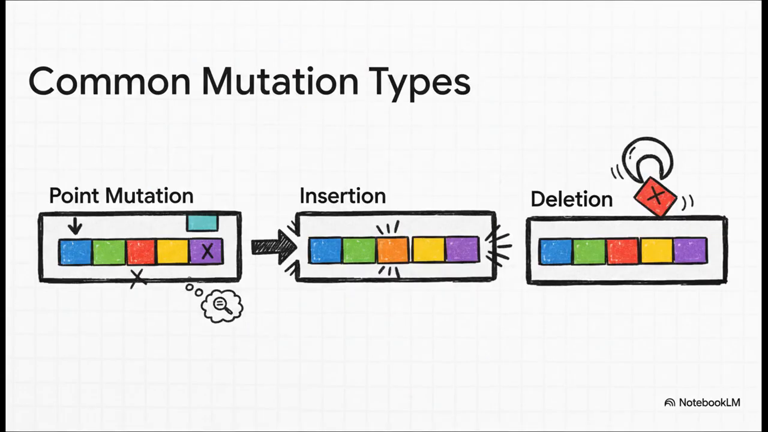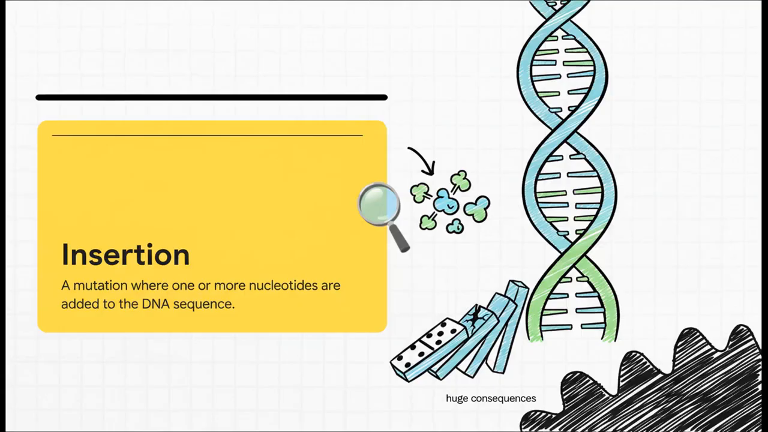So most of these small-scale mutations fall into 3 buckets. You have a point mutation, which is just a simple 1-letter swap. Then you have insertions and deletions, which are a little more dramatic. That's when letters are actually added or taken away entirely. Let's just take an insertion for a second. This is where extra DNA bases get shoved into the sequence. Now, it might not sound like a big deal, but it can create this massive domino effect, which brings us to our very next point.